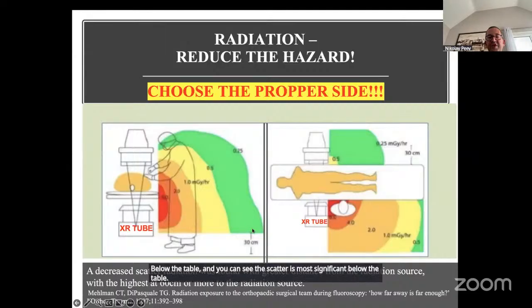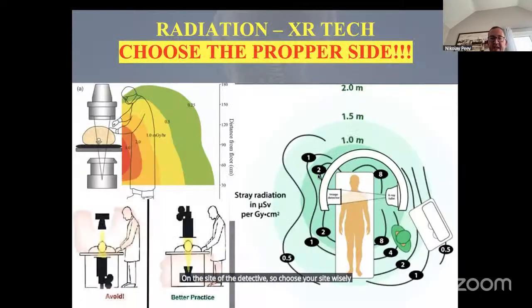At 30 centimeters only, if you step one step back, you reduce the scatter twice. If you do 2 steps, it becomes 4 times and more. So the distance is very important, and where you're standing when you're operating with X-ray is very important. The scatter on the side of the tube is significantly higher, as you can see, compared to standing on the side of the detector. So choose your side wisely. That's the same thing, choose your side wisely.